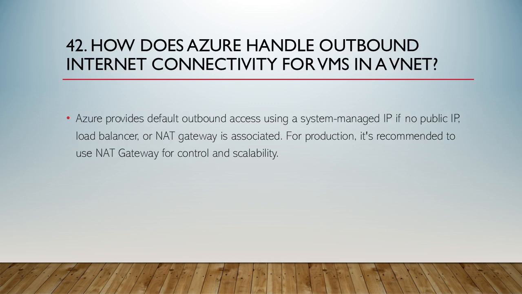42. How does Azure handle outbound internet connectivity for VMs in the VNet? Azure provides default outbound access using a system-managed IP if no public IP, load balancer, or NAT gateway is associated. For production, it's recommended to use NAT gateway for control and scalability.